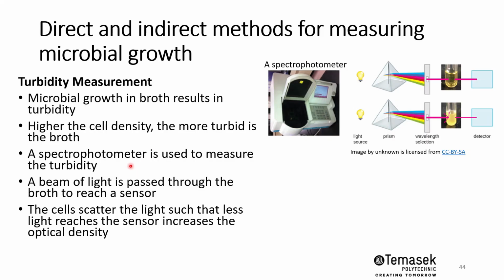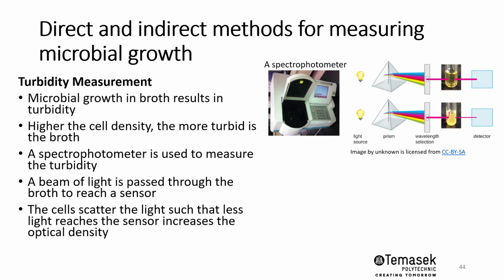A spectrophotometer is shown here on the right in the representative image. This is where you place a sample in, and a beam of light passes through the liquid broth and reaches a sensor detector towards the end. The light will scatter, so when a more turbid solution is encountered, less light reaches the sensor detector, and hence this increases the optical density, OD for short. Typically for bacteria, we measure bacterial culture using optical density at 600 nanometers, and the higher the OD, the more turbid the sample is.